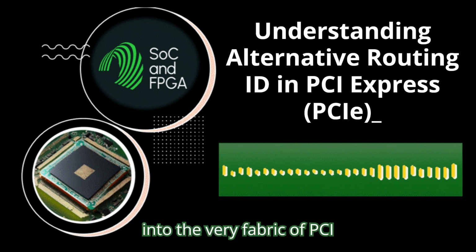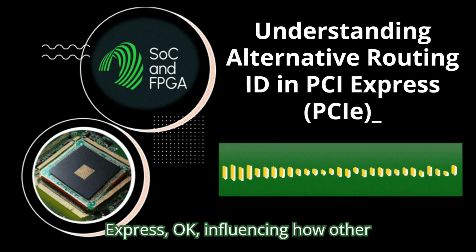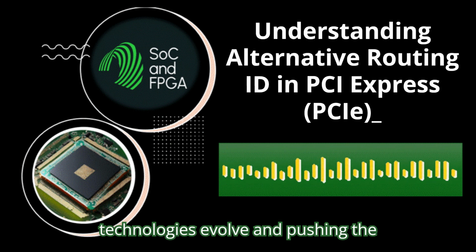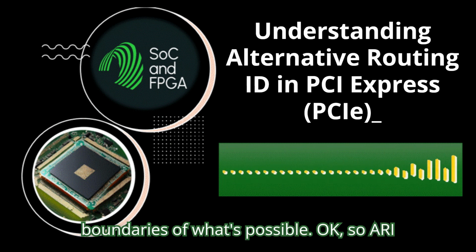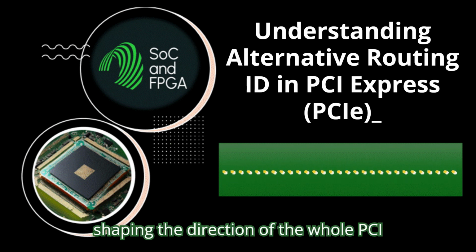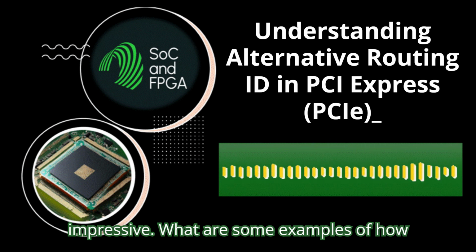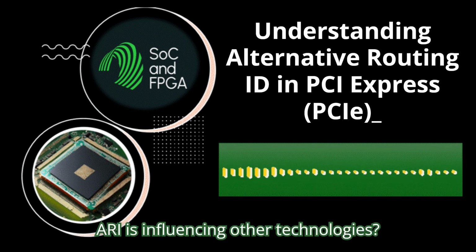It's woven into the very fabric of PCI Express, influencing how other technologies evolve and pushing the boundaries of what's possible. So ARI is more than just a cool feature. It's shaping the direction of the whole PCI Express ecosystem. That's pretty impressive. What are some examples of how ARI is influencing other technologies?